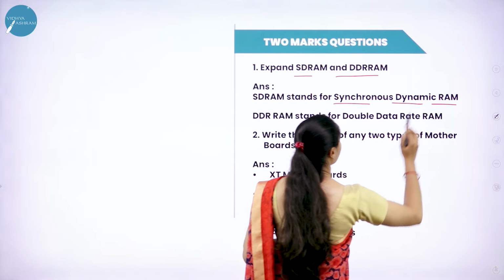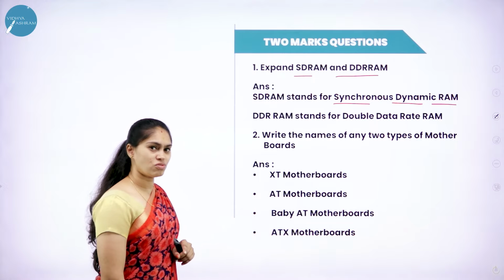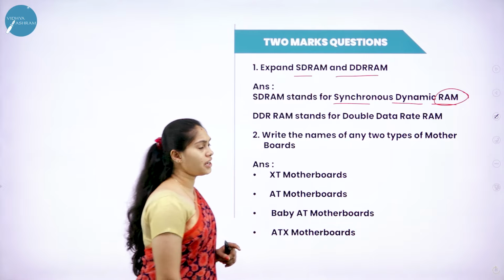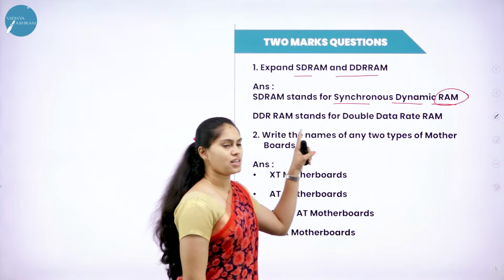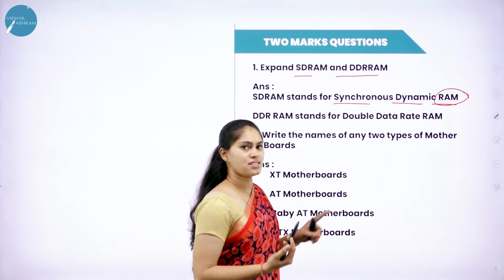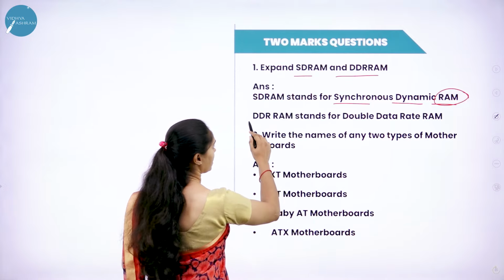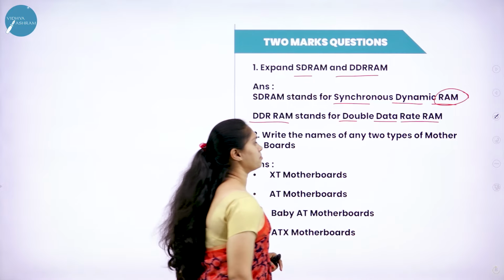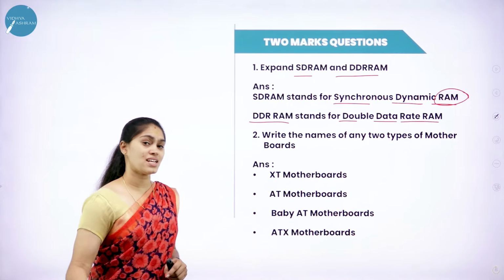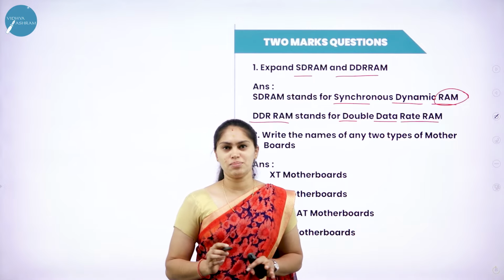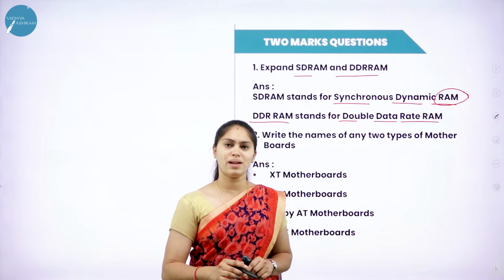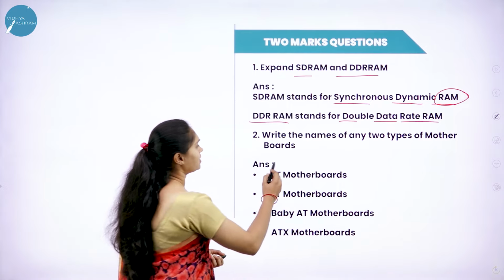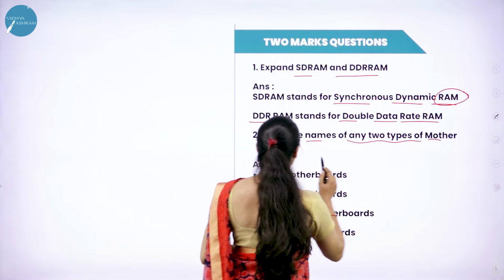What do you mean by SDRAM here? Synchronous dynamic random access memory. Don't forget to write the abbreviation for this RAM also. Don't leave it as it is. Synchronous dynamic random access memory. Already we have discussed this DDR-RAM, that is double data rate random access memory. If they are asking just to mention, no need to explain. If they are asking you to briefly explain, as per the marks, you have to explain. Next, write the names of any 2 types of motherboard.